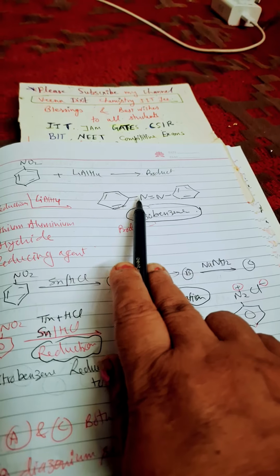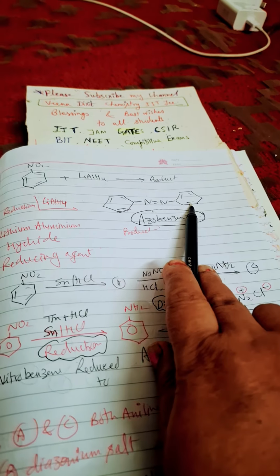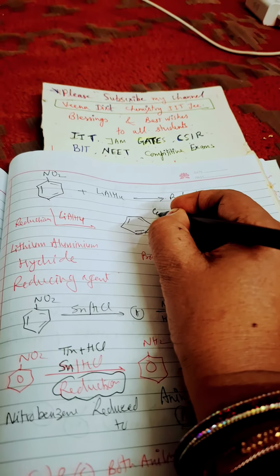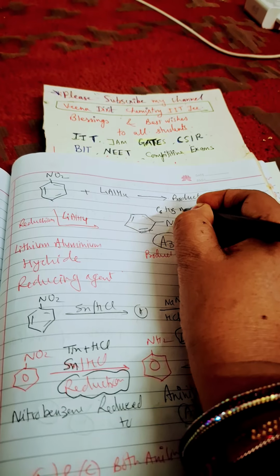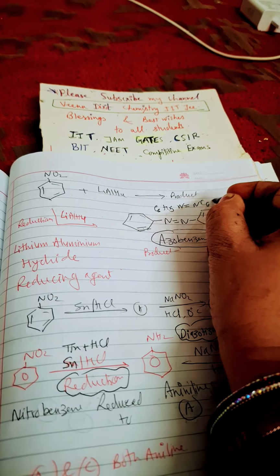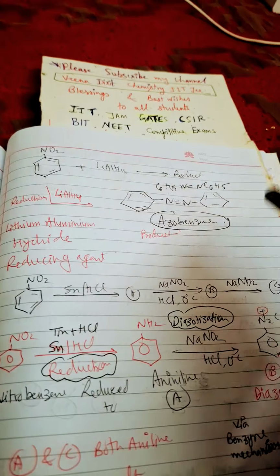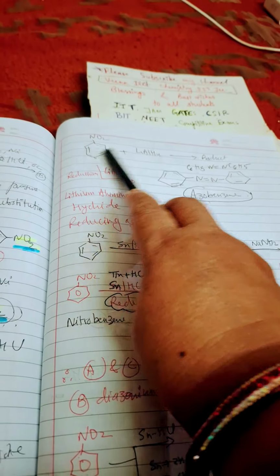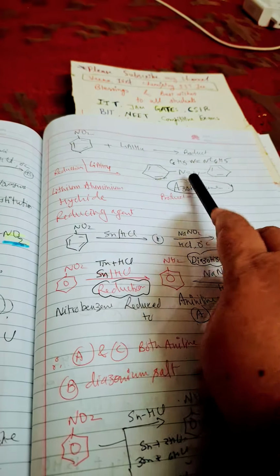This is benzene, N double bond N, and benzene ring. So we can write it like this also, C6H5 N double bond N, again C6H5. Both of them are one and the same thing. Now here we have seen that nitrobenzene reacted with LiAlH4 gives you azobenzene.